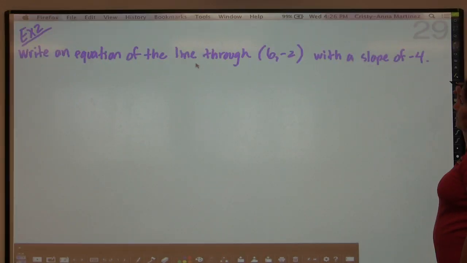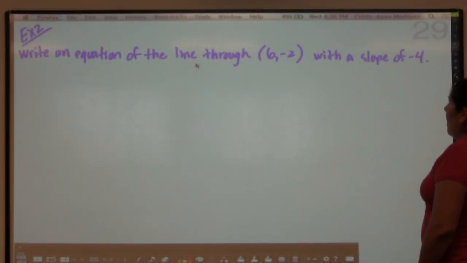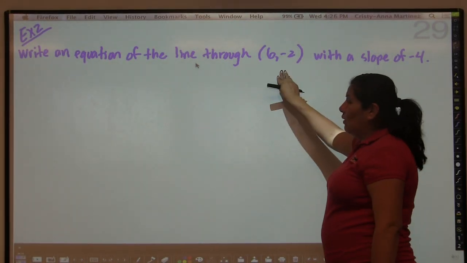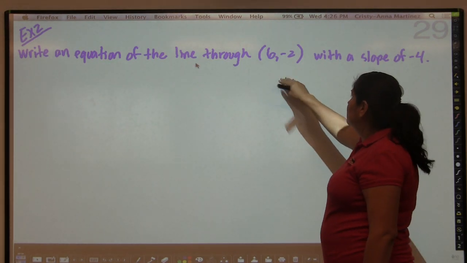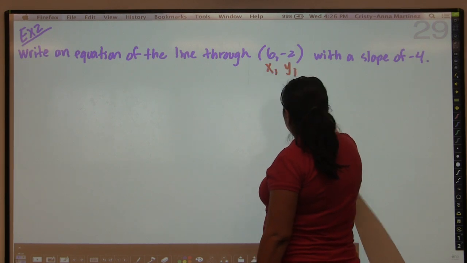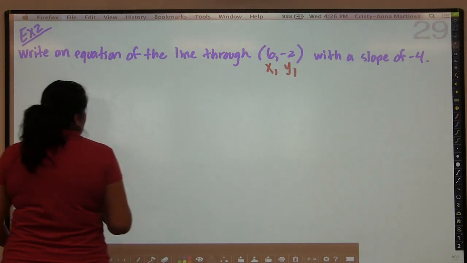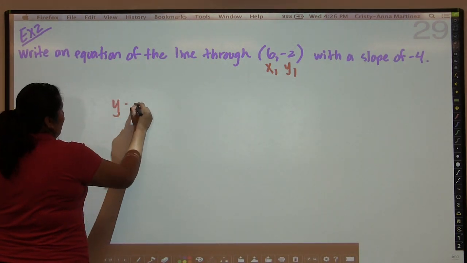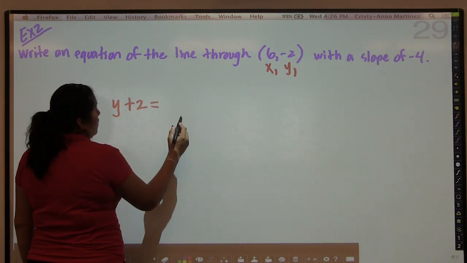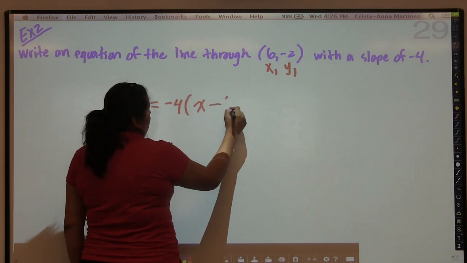All right, so then we have this little guy. And what you see here is that I have the slope. I'm told that the slope is -4, but this is not the y-intercept. So now this is not going to be y equals mx plus b. I'm going to label my point (x1, y1), but now we're going to have to use the point slope formula because I don't have the y-intercept. So I'm going to go y minus y1, which is -2, so minus a negative is a positive, equals my slope, which is -4, times x minus x1.